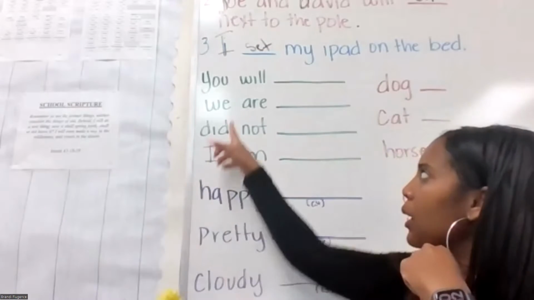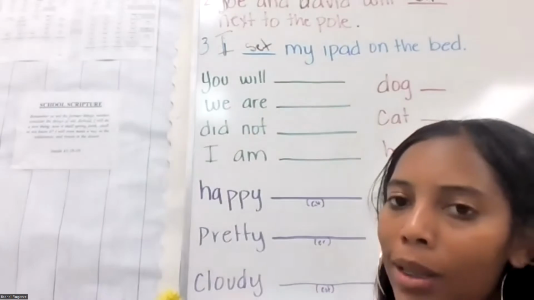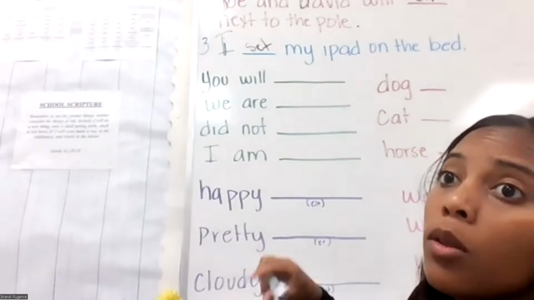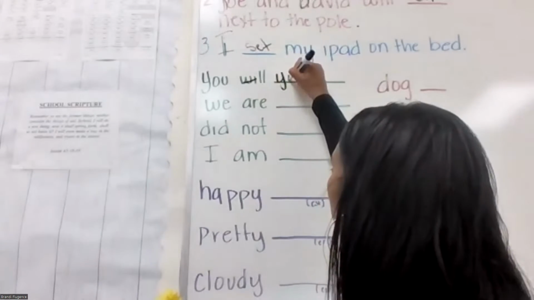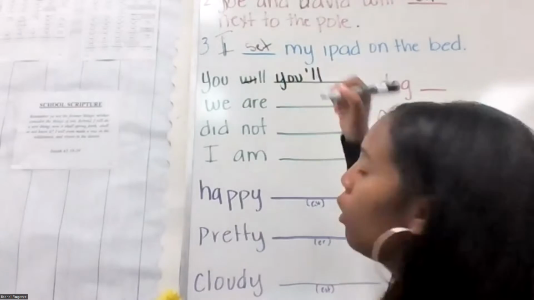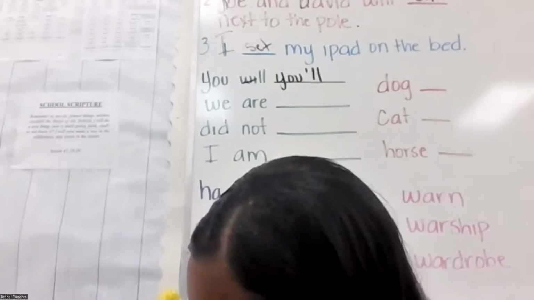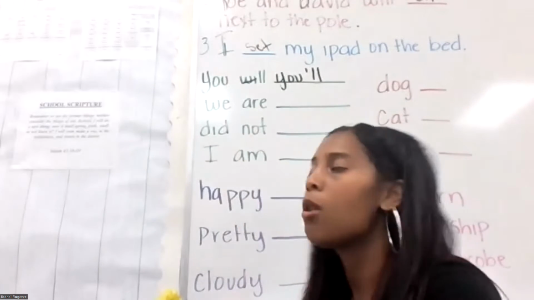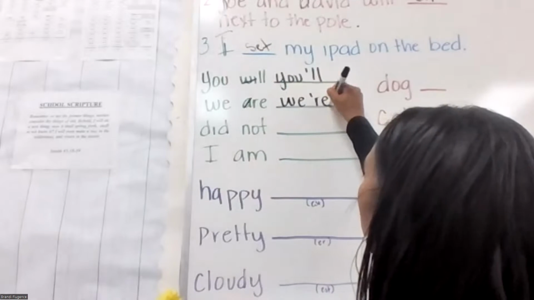So I have my first one here. You will. If I contract you and will, what does it become when I put them together? It becomes you'll. I take out the W and I and it's Y-O-U apostrophe L-L. You'll. What about we are? If I contract we and are and put them together, they become we're. I take out the A and put W-E apostrophe R-E.